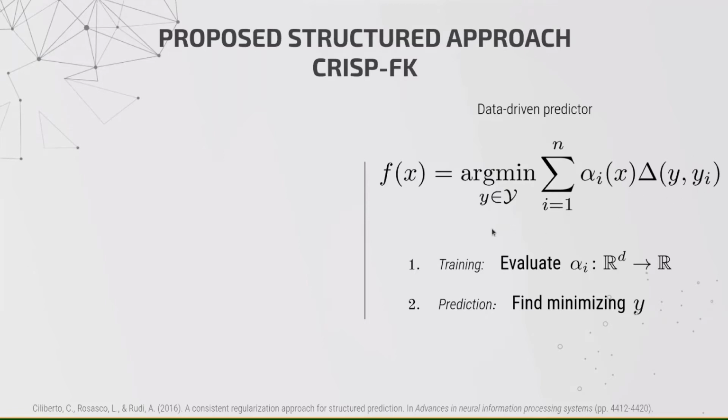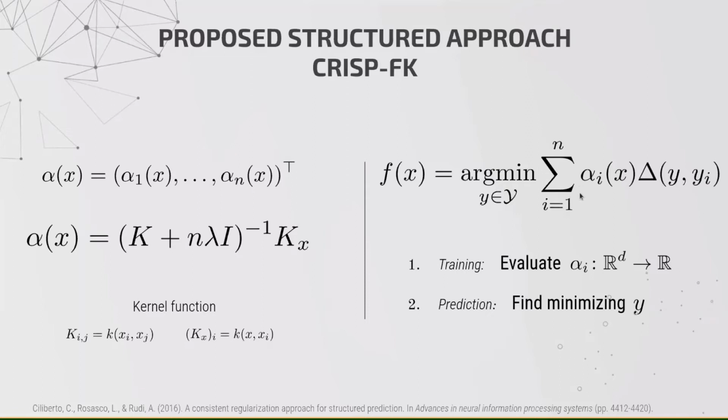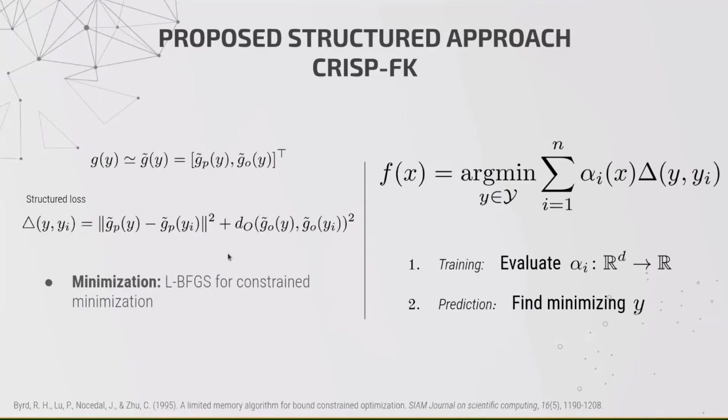And actually computing this specific predictor consists of two steps. The first step is training, where we evaluate the alphas, which can be obtained once you have access to the training points. And this process is akin to solving a kernel ridge regression, where the most cumbersome operation is the inversion of this matrix, which is defined based on some kernel function. The second part is instead finding the minimizing y of this functional, and actually this depends on the structured loss that we use in the structured estimator.